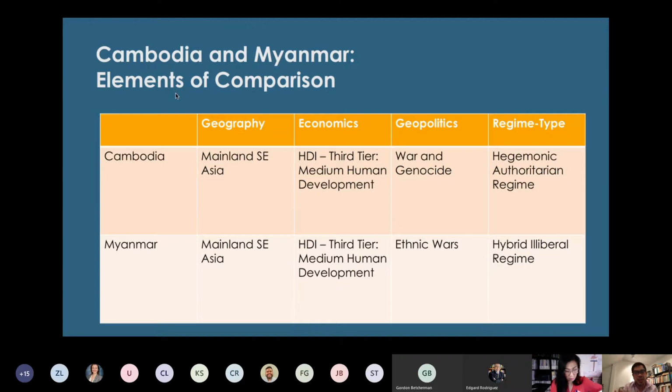On this slide, I want to show that there are at least four variables that provide a basis, a logic, for comparing Cambodia and Myanmar. These include geography, economics, geopolitics, and regime type. In terms of geography, both Cambodia and Myanmar are located in mainland Southeast Asia. In terms of economics, if we look at the Human Development Index, they are both ranked in the third tier as medium human development. In fact, Cambodia and Myanmar are ranked 145th and 146th. They are right next to each other. In terms of geopolitics, they've both gone through significant traumas, Cambodia, war and genocide, and Myanmar with extensive ethnic wars. And in terms of regime type, meaning the type of government, they're both quite illiberal. Cambodia is assessed as having a hegemonic authoritarian regime, and Myanmar as a hybrid illiberal regime. Now, Cambodia is somewhat more autocratic than Myanmar, but in general, they both have significant illiberal elements.